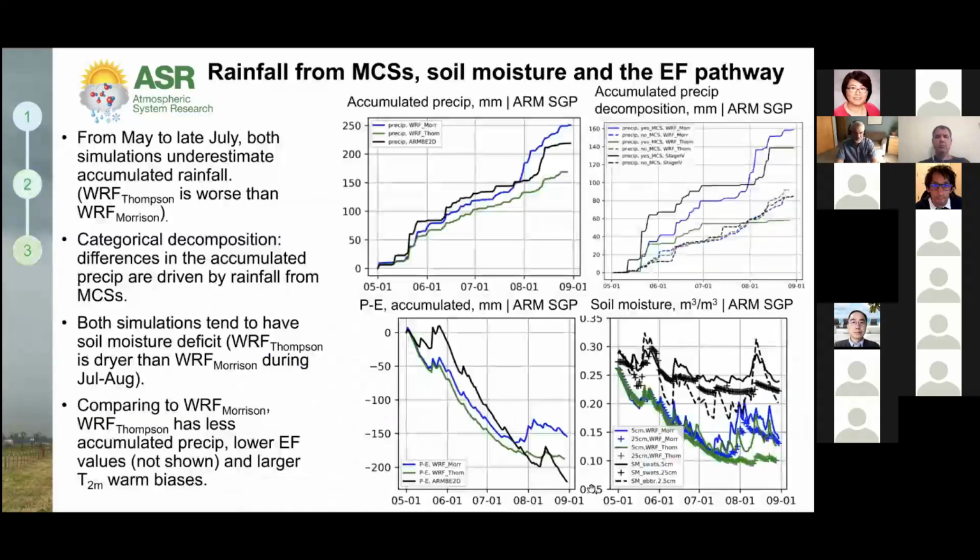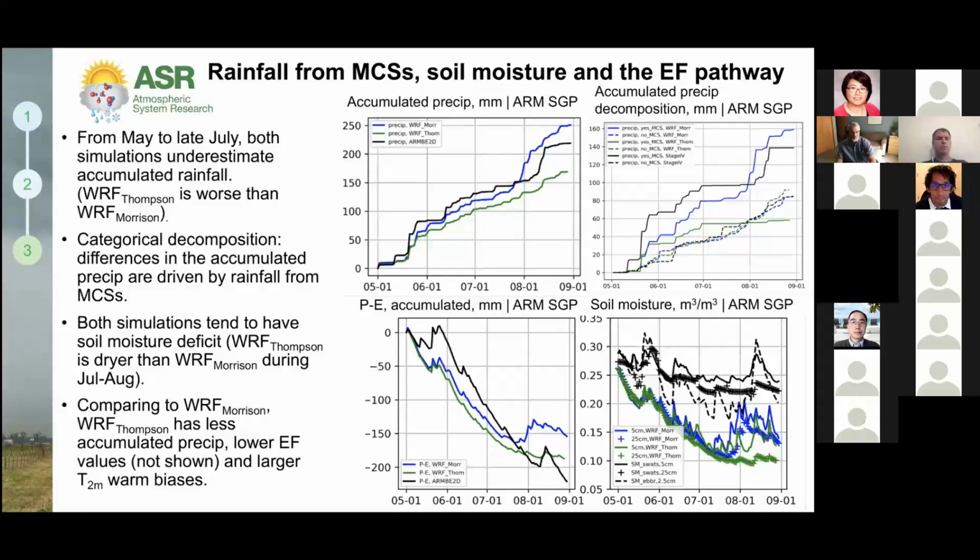So when we look at the evolution of daily mean values of accumulated precipitation, we find that from May to late July, both simulations underestimate accumulated rainfall, and the categorical decomposition suggests that such differences are driven by rainfall from MCS. And both simulations tend to have soil moisture deficit. And comparing to the WRF-Morrison simulation, the WRF-Thompson has less accumulated precipitation, lower evaporative fraction values, and larger warm biases near surface to 2-meter air temperature.